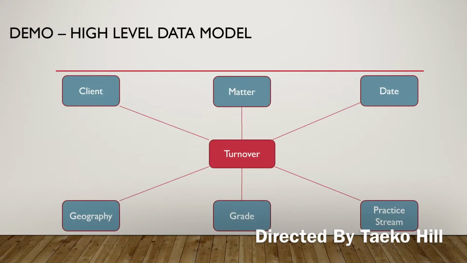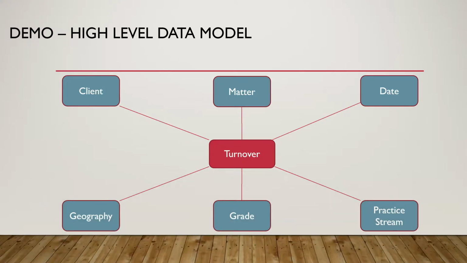This is the high-level data model for the law firm, and the red box in the middle is the target information that the client requires from the data. In this case, it's turnover. Each arm represents the context that they want to be able to drill into the turnover data. So you have client, matter, which relates to different types of cases, date, practice stream, grade, which relates to the grade level of the lawyers in the firm, and geography.